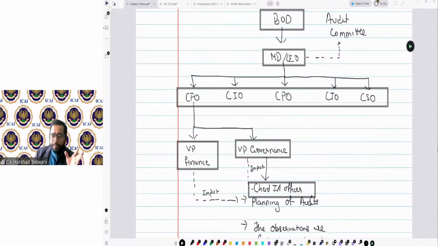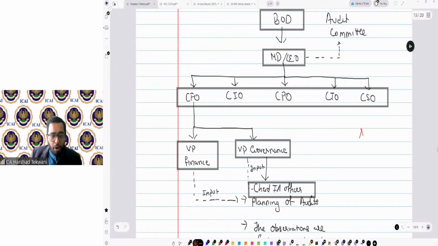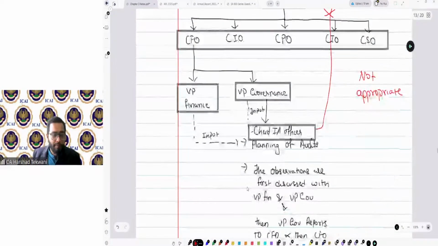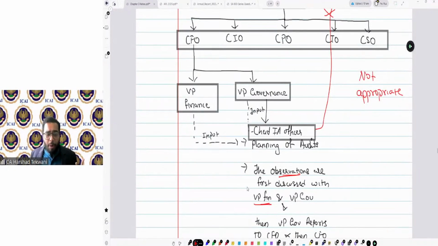Do you think this is appropriate? I would say no. For me, I would say not appropriate. The reason is that the Chief Internal Auditor has no direct access to the audit committee. Number one. There is a high chance, because VP Finance is reviewing the observations, and observations will be related to finance and operations.